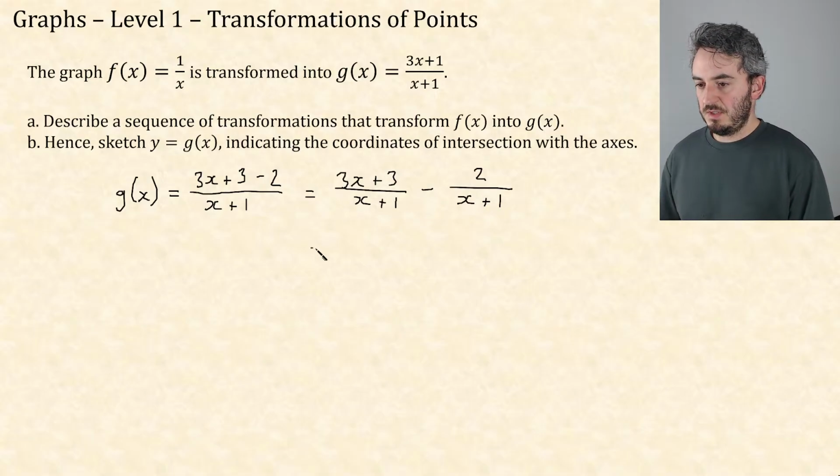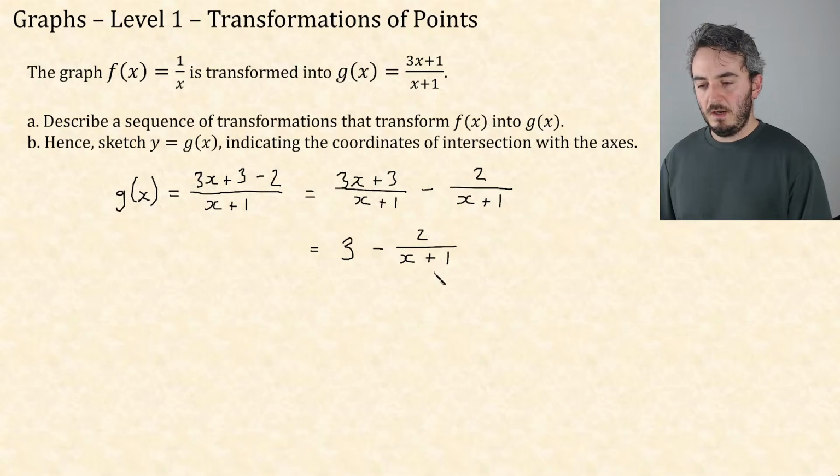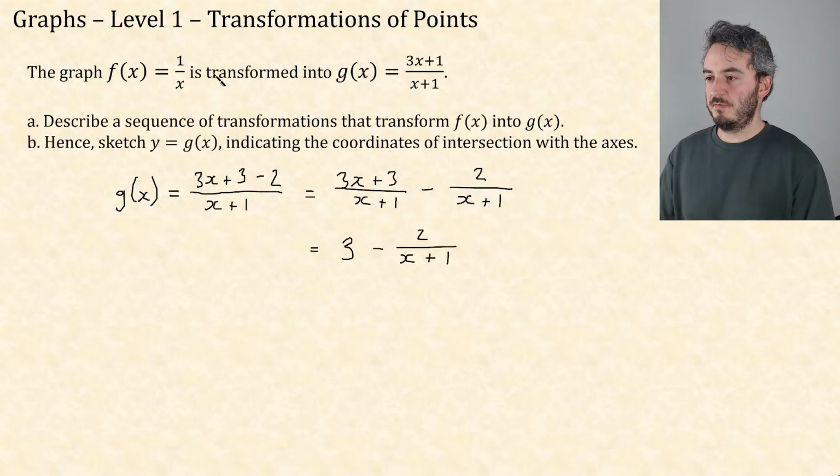This is just 3. Like I literally created this to be 3. That is 3 times x plus 1 over x plus 1. So that's just 3. And then this here is 2 over x plus 1. And now I've got a way of transforming 1 over x into this.